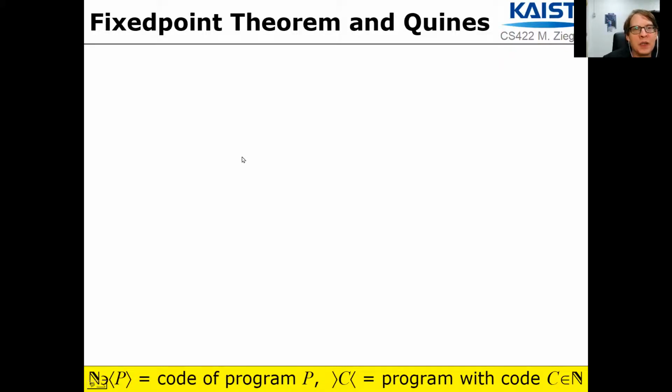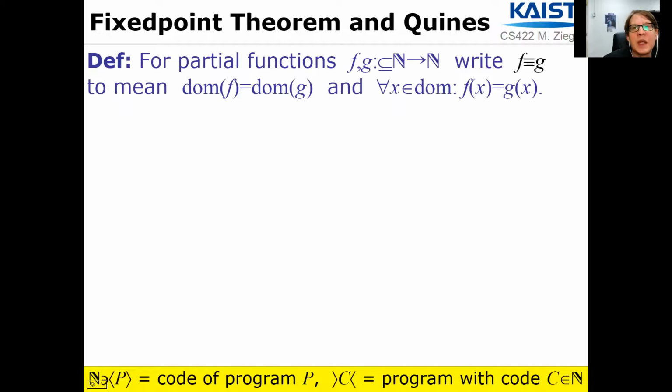So, Fixedpoint theorem. You know what a fixed point is mathematically. A fixed point of a function from a space to itself is a value where the function maps the value back to itself without changing it. So here we consider functions from natural numbers to natural numbers. That means a fixed point is a natural number that remains unchanged if we plug it into the function.